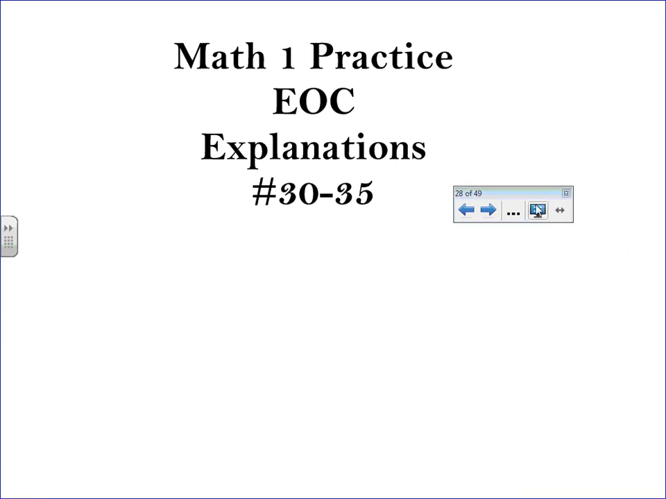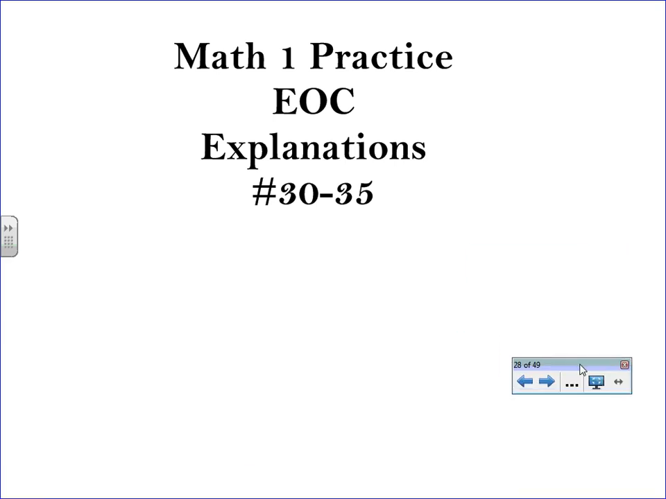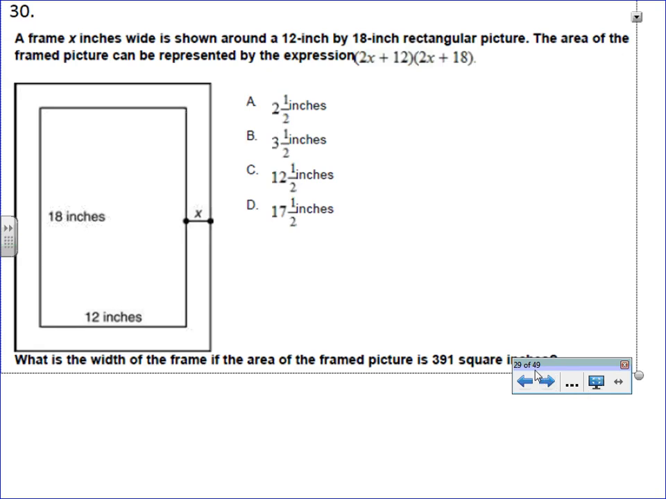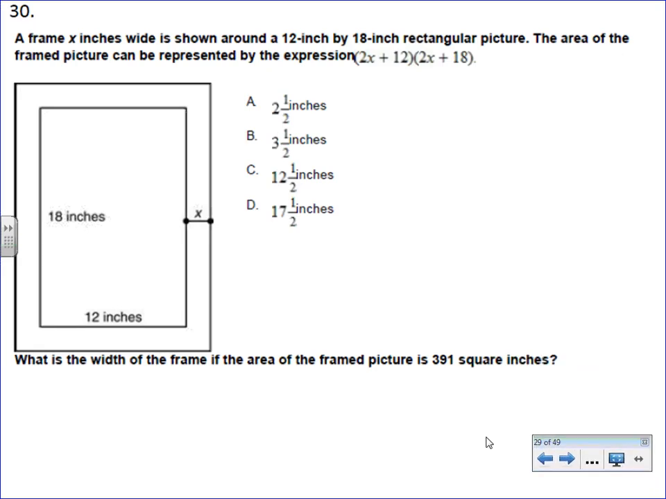In this video, we're going over the Math 1 Practice EOC problems 30 through 35. Okay, the first problem you see here, hopefully you notice that this is kind of in a different font text.